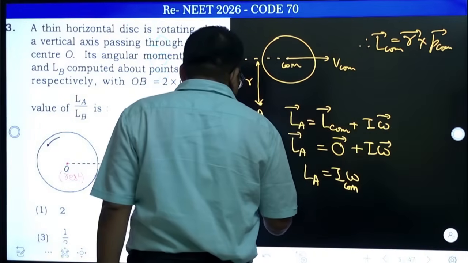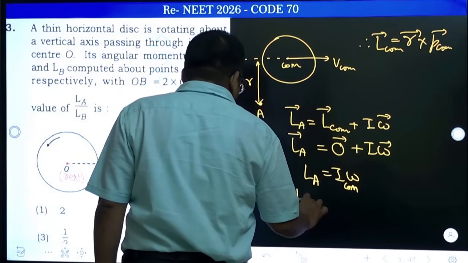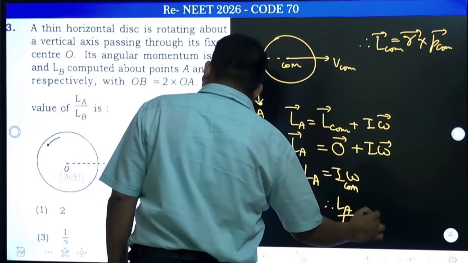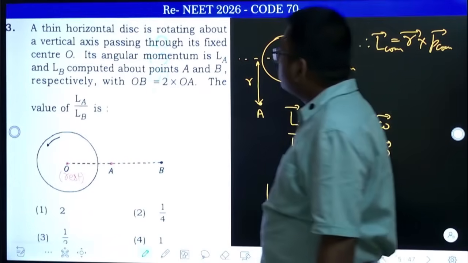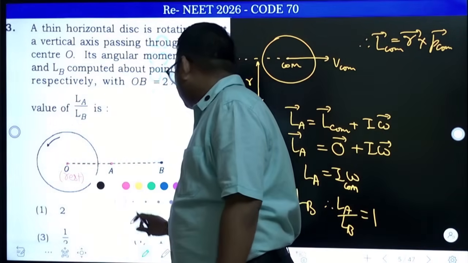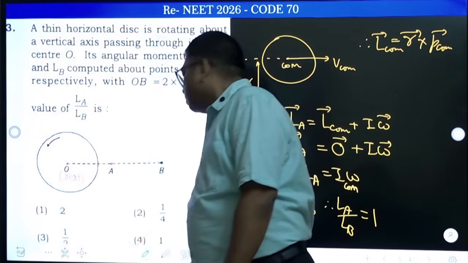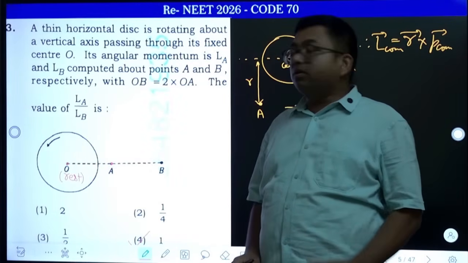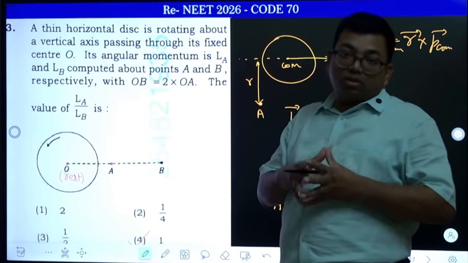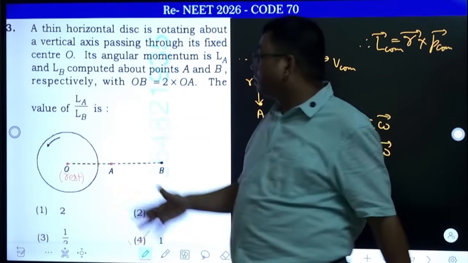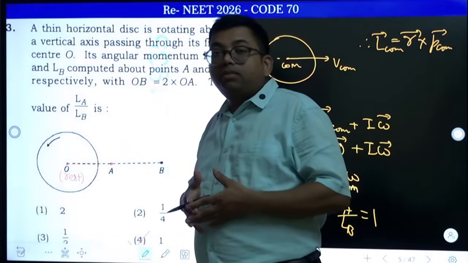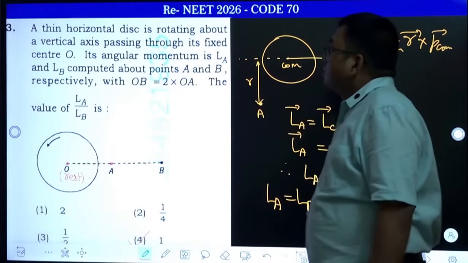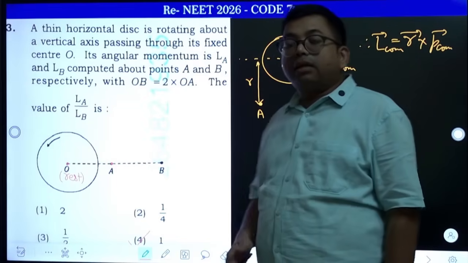So here LA and LB should be equal, right. If LA and LB are going to be equal, then their ratio is going to be 1. The correct answer should be option number 4. Anyway, we will match the keys afterwards, but let us go with this, because according to the definition, this is how we calculate. You may think why the distance doesn't matter, but the definition is like that, right.